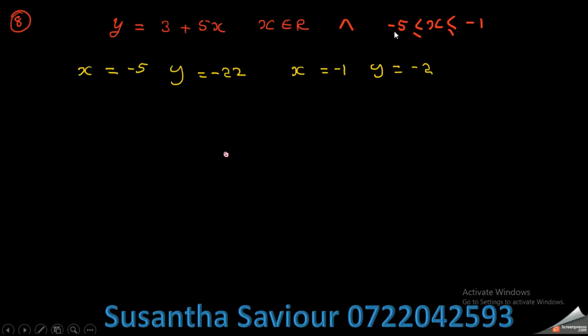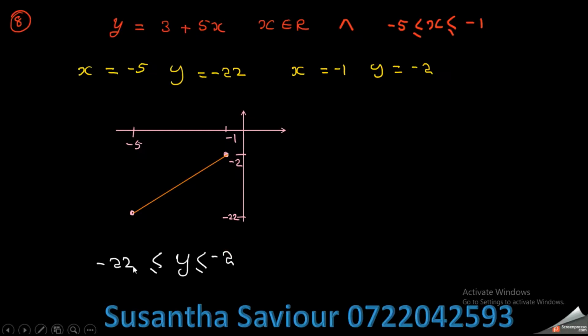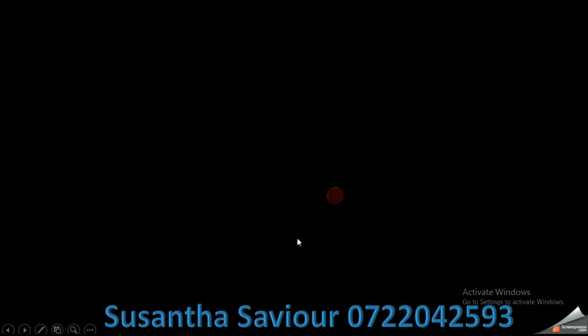When x is equal to -5, y is equal to -22. When x is equal to -1, y is equal to -2. We will plot those points. Our graph is this. These 2 points are included. So our range will be from where to where? Yes, -22 to -2 inclusive. Right? Did you get the idea clearly? We will take another example.